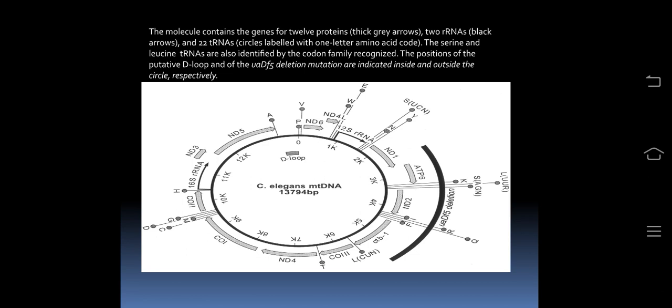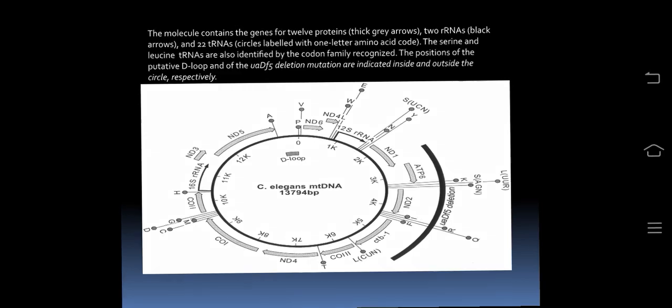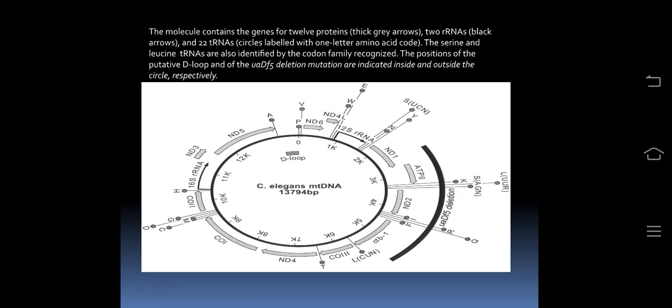The molecule contains the genes for 12 proteins, thick grey arrows shown here, the 2 rRNAs, black arrows, and 22 tRNAs, circles labeled with the one letter amino acid code. The serine and leucine tRNAs are also identified by the codon family recognized. The positions of the D loop and the deletion mutation are indicated inside and outside the circle respectively.